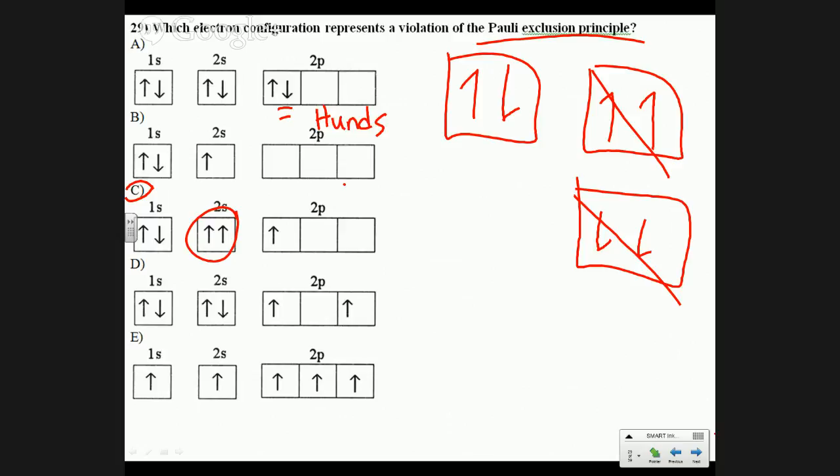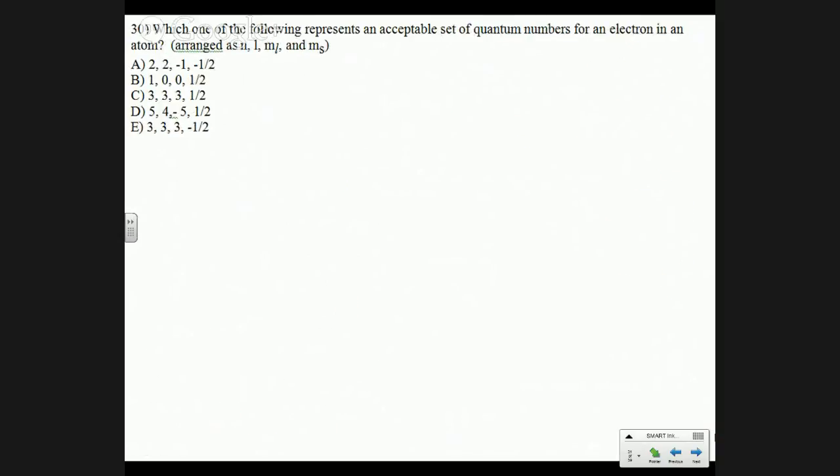For choice D, this is fine, but convention says we usually would have put the arrow in this box instead of that one. They're the same energies and stuff. You just seldom see it written that way. And E is fine too, except that it is something in the excited state. Right? It's not violating the Pauli exclusion principle. All right. 30.